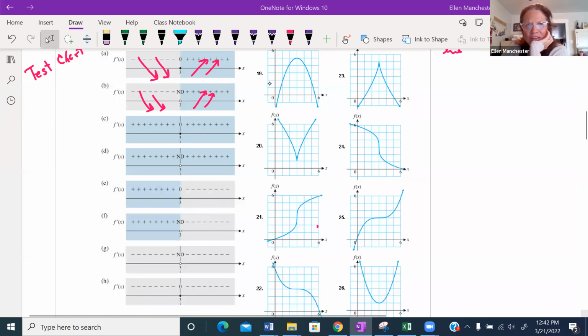Okay, so here's what you're looking for. It is decreasing. Then you have a slope of 0, and then it increases. Okay, so it's going down and then up again. So down, 0, and then up. So this one is A.